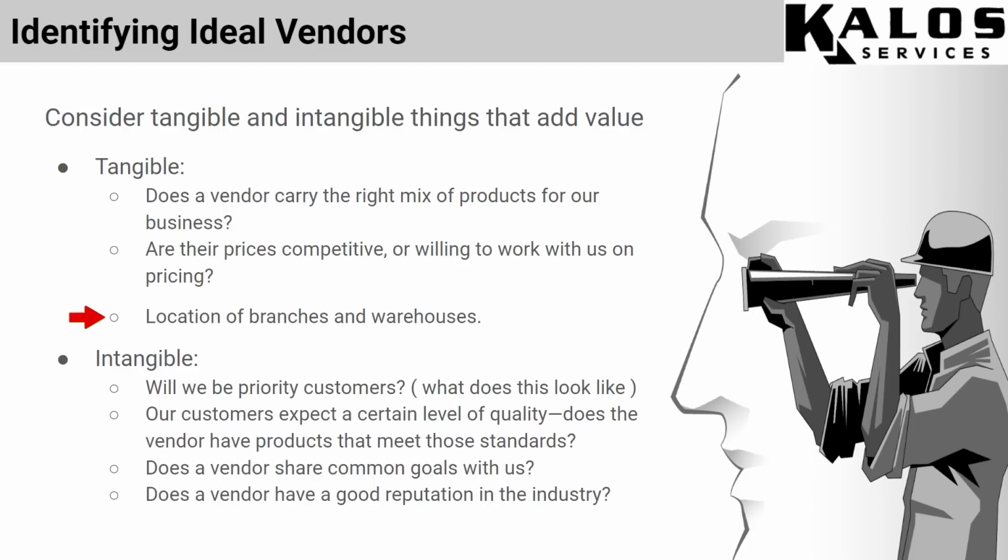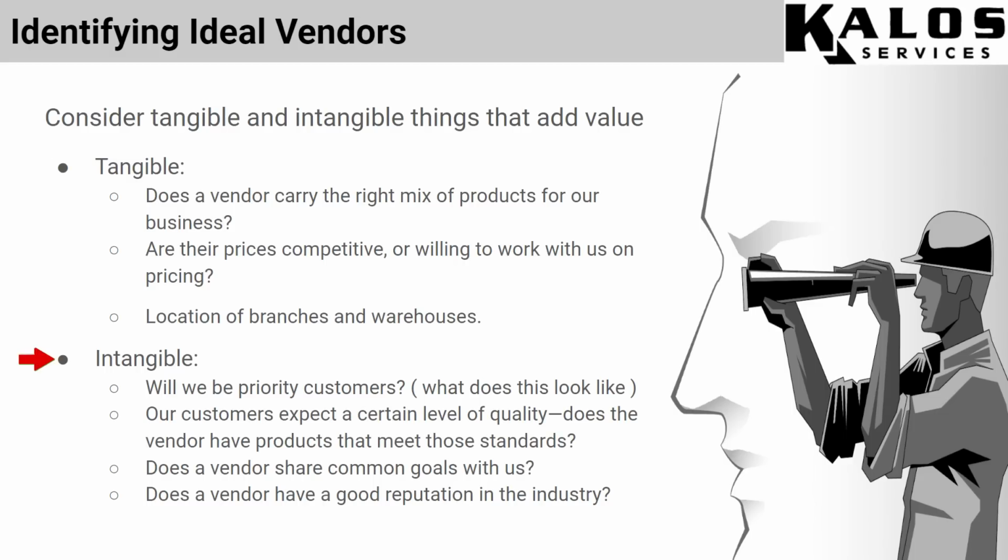Location is going to be a big one as well. Where are they located? How many branches do they have? Where's our main hub? Where do we do a lot of work? Are they located near that? That's going to be a key one. Intangibles, will we be a priority customer?